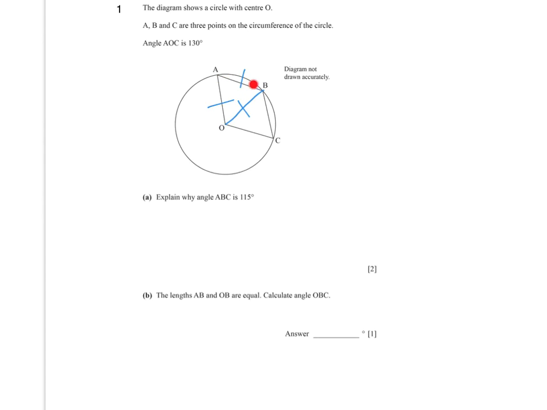We know that the whole angle ABC is 115 degrees, so we simply do 115 degrees, take away 60 degrees. That leaves us with 55 degrees as our final answer.